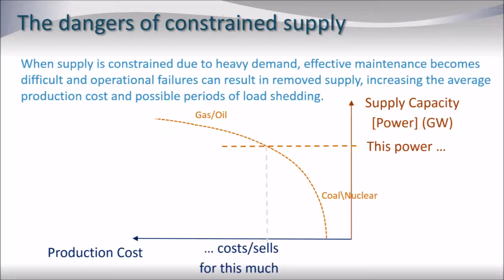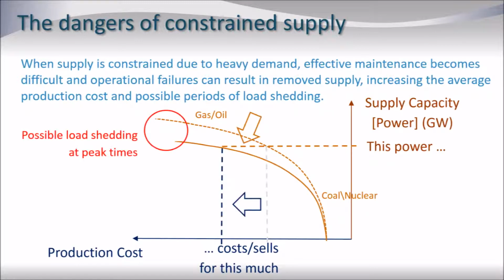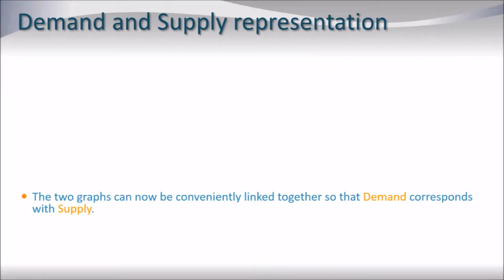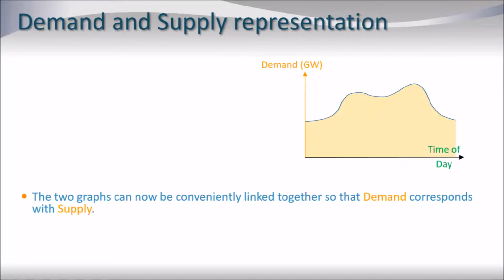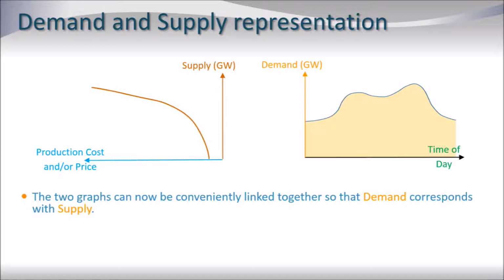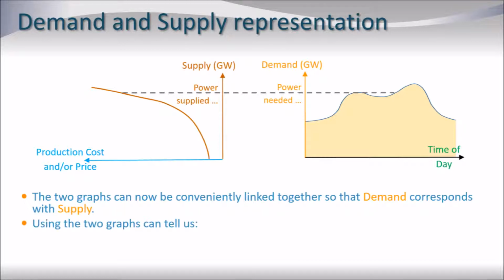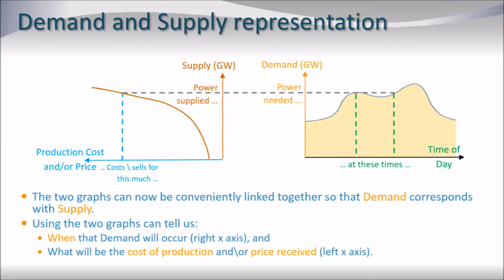This increases the average production cost and possibly incurs periods of load shedding when supply cannot meet demand. Demand and supply are like mirror images of one another, so we can put them next to each other, with the demand curve on the right and our modified supply curve on the left. We can link these two conveniently together so that the demand corresponds with supply. Using the two graphs can tell us when that demand will occur on the right axis and what will be the cost of production and/or price received on the left axis.